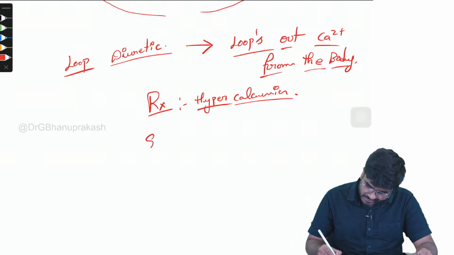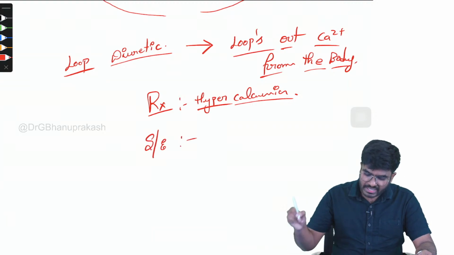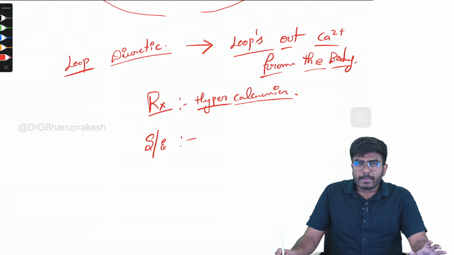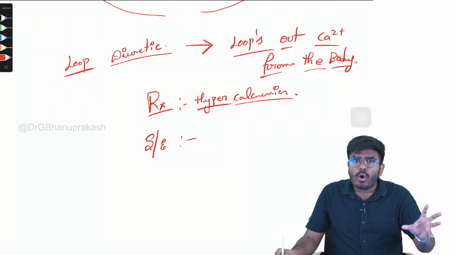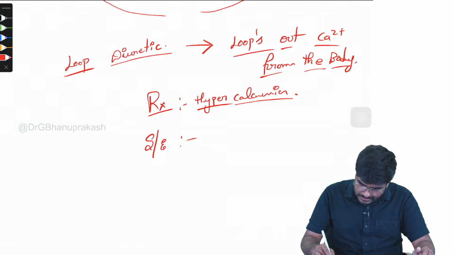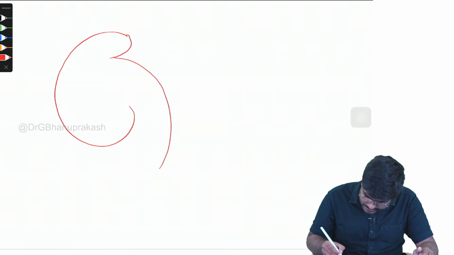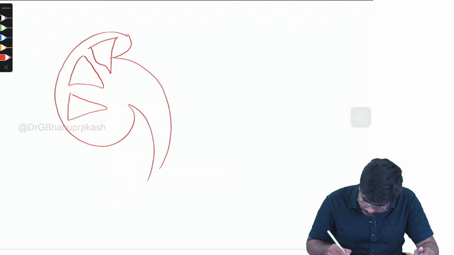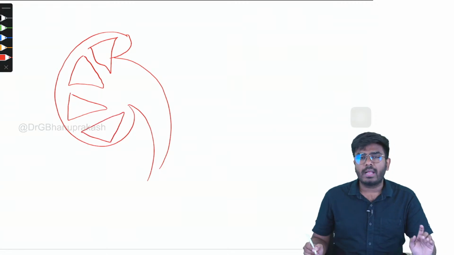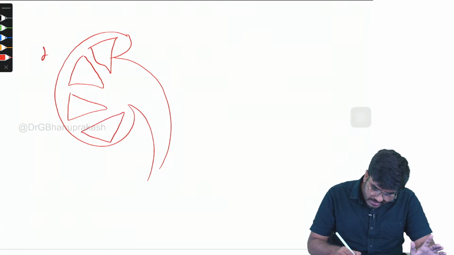But what is one of the side effects of this loop diuretic? When you use loop diuretics, what is happening? More and more calcium. Let me show you here, you need to understand this. These are the kidneys. Here are the renal pyramids, with the renal cortex and renal medulla.